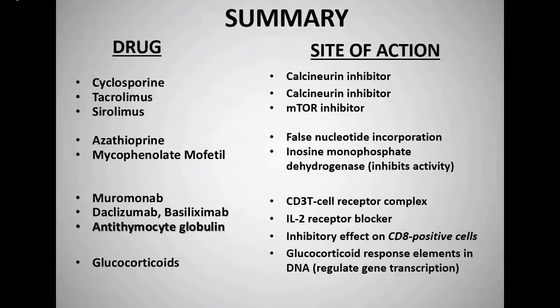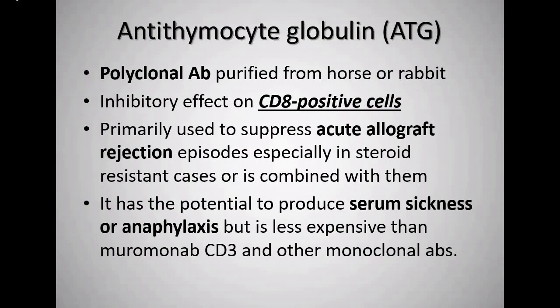Another antibody we use is antithymocyte globulin. This is a polyclonal antibody. It's not a monoclonal antibody, and it is derived from the horse or rabbit. This antibody basically affects CD8 cells. You know the T lymphocytes are classified as CD4s and CD8s, different, right? So they are effective on CD8 positive cells, and they are currently used for acute allograft rejection. So this is another antibody we use. This is not a monoclonal; it's a polyclonal antibody.